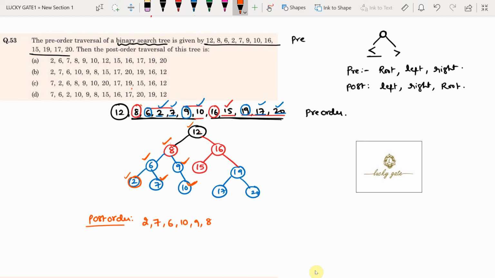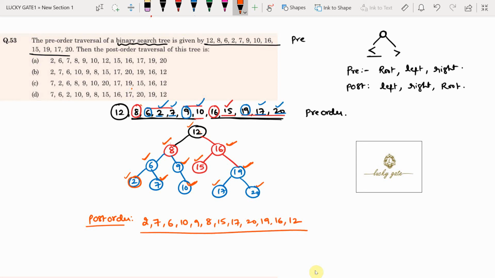Then it has to visit the right subtree first. When it moves to the right subtree, its left is 15, then 15 is done, go right. 19 is the right subtree node, its left is 17, its right is 20, then node 19, done. Then finally node 16 and then 12. This is the answer for the question.